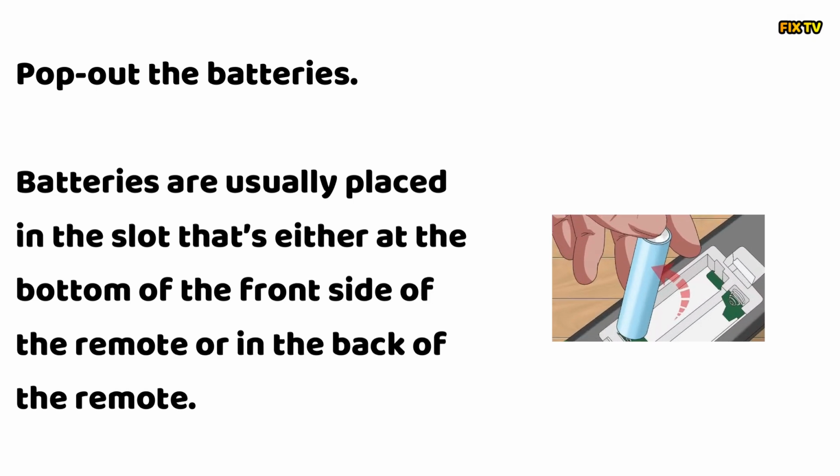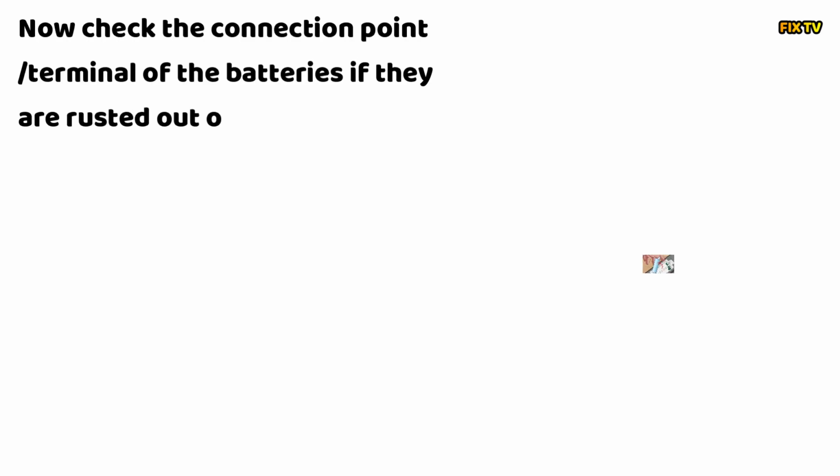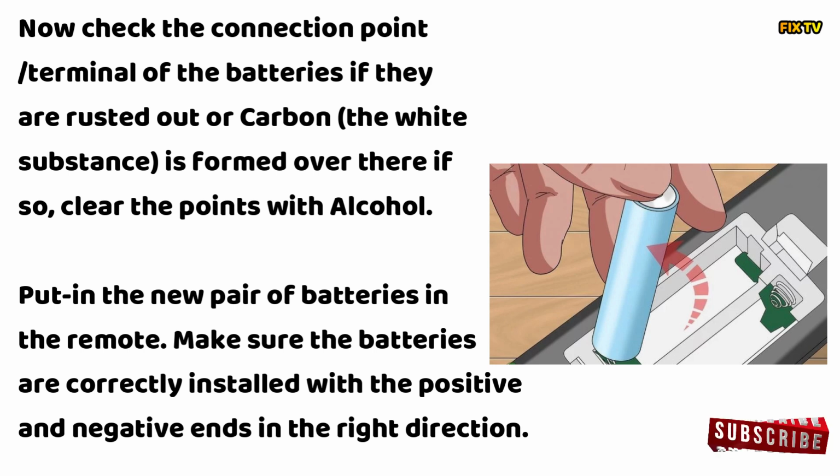Pop out the batteries. Batteries are usually placed in the slot that's either at the bottom of the front side of the remote or in the back of the remote. Now check the connection point terminals of the batteries to see if they are rusted or if carbon, the white substance, is formed there. If so, clear the points with alcohol. Put a new pair of batteries in the remote. Make sure the batteries are correctly installed with the positive and negative ends in the right direction.